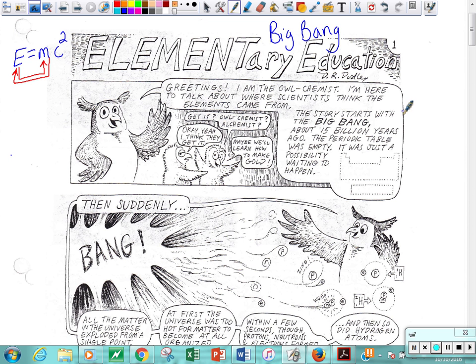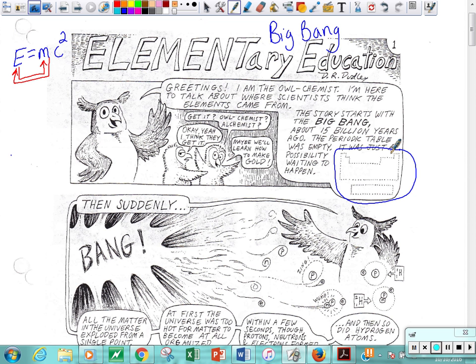He said, "The story starts with the Big Bang about 15 billion years ago. The periodic table was empty. It was just a possibility waiting to happen." So we're going to talk about the periodic table and how the elements came into existence. So 15 billion years ago, what elements did we have? Nothing. Okay? It was nothing. There was no elements.